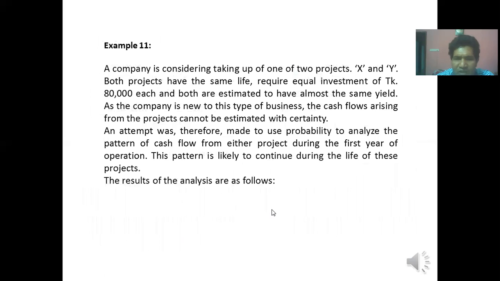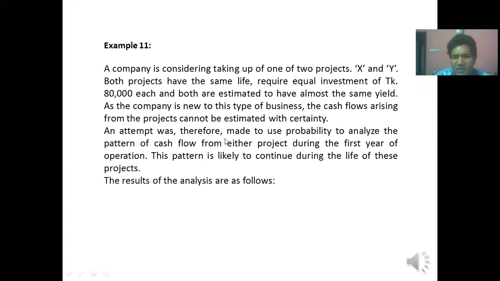Now we will discuss with an example. A company is considering taking up two projects, X and Y. Both projects have the same life, require equal investments of Taka 80,000 each, and both are estimated to have almost the same yield. As the company is new to this type of business, the cash flows arising from the projects cannot be estimated with certainty.